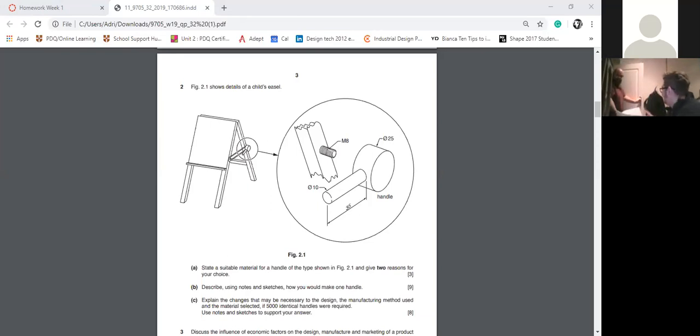Okay, Miguel, can you see what I'm doing here? Yes. Do you see that question? Okay, so can you see that question A clearly states that you should state a suitable material for a handle of the type shown in figure 2.1. So that's figure 2.1, that's the handle. State a suitable material and they state 2 reasons. Okay, 2 reasons. So if you look at this, what does this object look like?